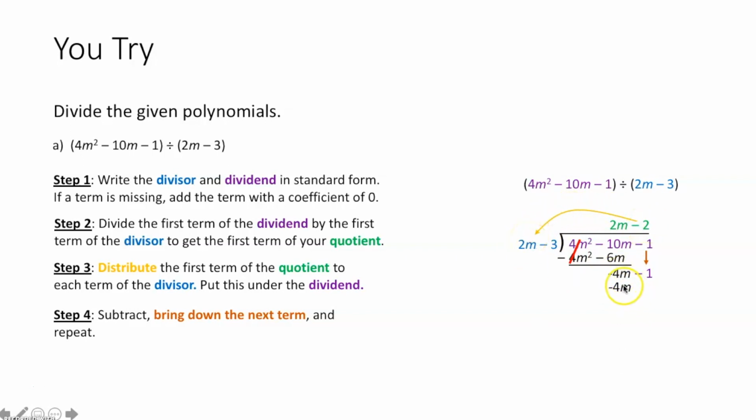These two should match up. That's why we did it. Then negative 2 times negative 3 is positive 6. We then subtract negative 4m minus negative 4m. Those cancel each other out. And negative 1 minus 6 is going to be negative 7.